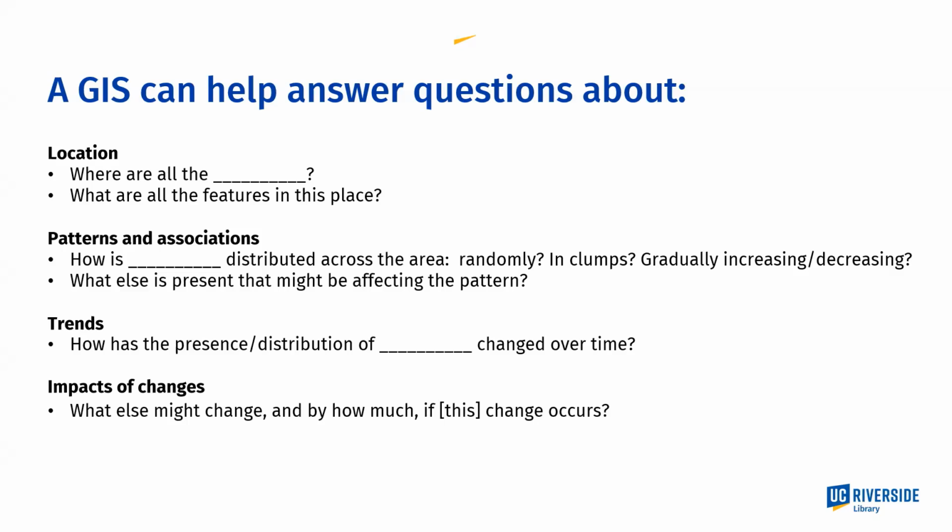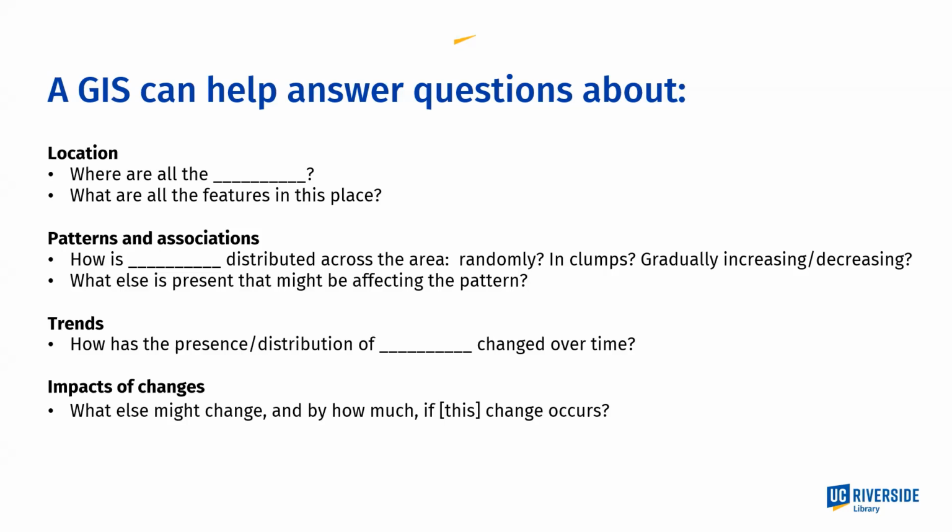On the flip side of that is, if you want to know what features are in a particular place, like you're new in town and you just want to figure out where some of the things are that I need to go find, a map can show you that. A GIS can show you that.